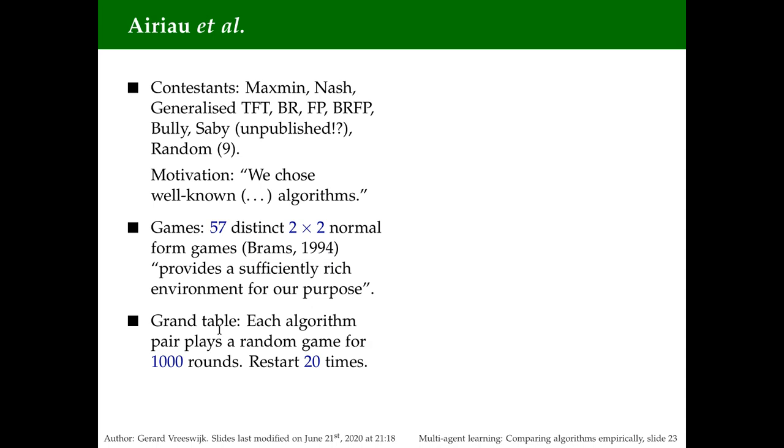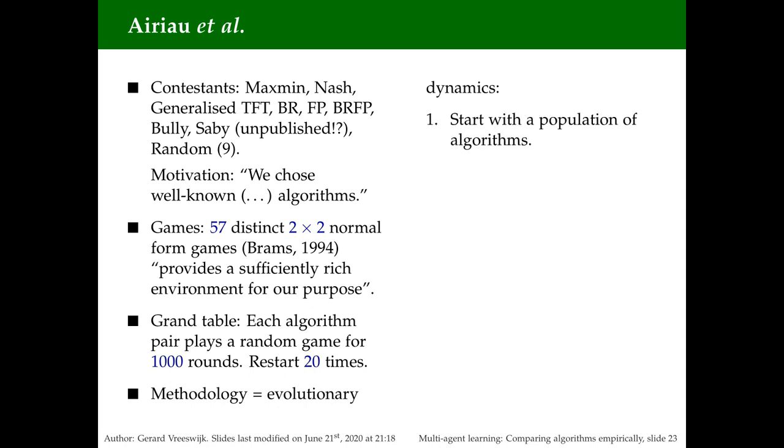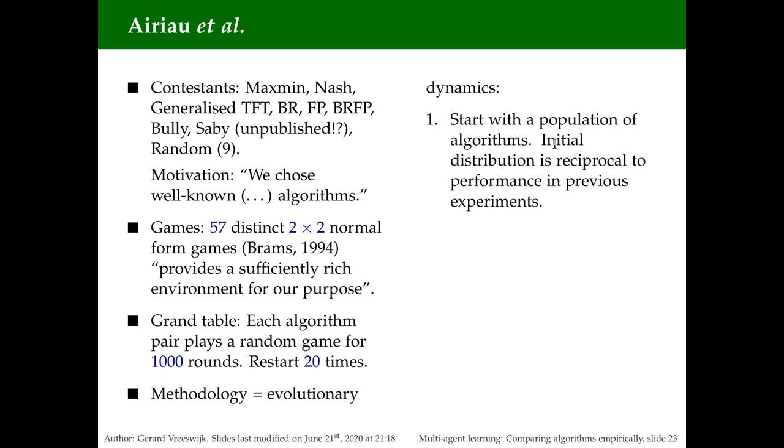The grand table was computed by letting each algorithm pair play a random game for 1000 rounds, significantly fewer rounds than, for example, Busey, which took, as we recall, 3 million rounds, and to restart 20 times. The methodology to compare it was to perform some form of evolutionary dynamics. So, to start with a population of algorithms, and to start with an initial proportion that is reciprocal to the performance in previous experiments.